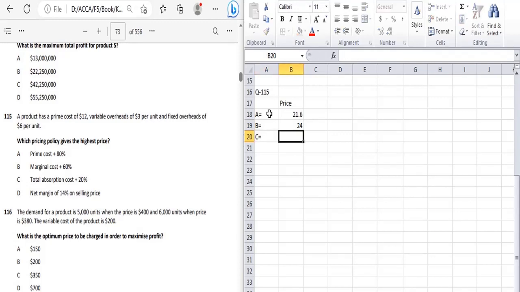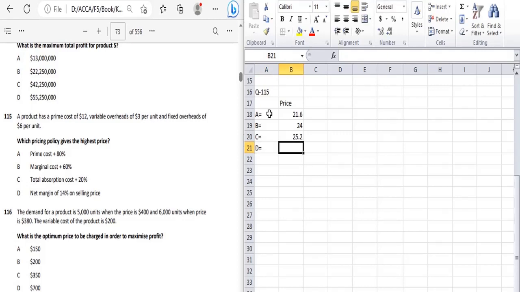Now the third option, total absorption cost. Total absorption cost means all your costs including the fixed one, variable plus fixed. So 12 plus 3 plus 6, and what is the percentage to be charged on the price? 120%, 20% markup, so 25.2.